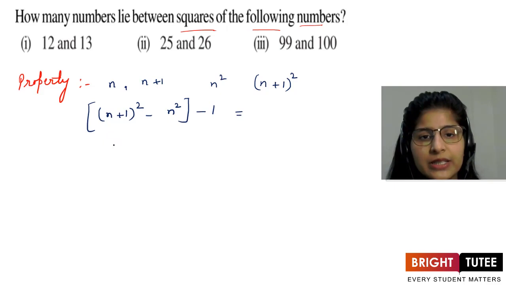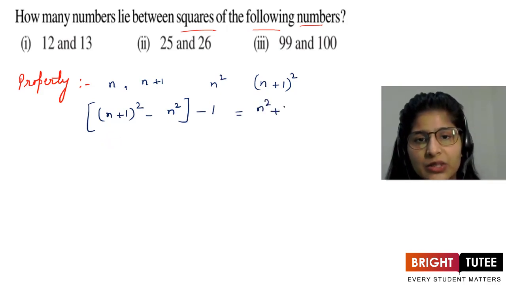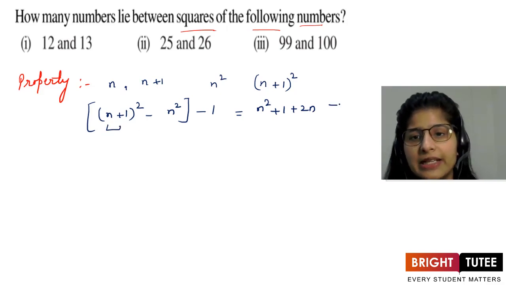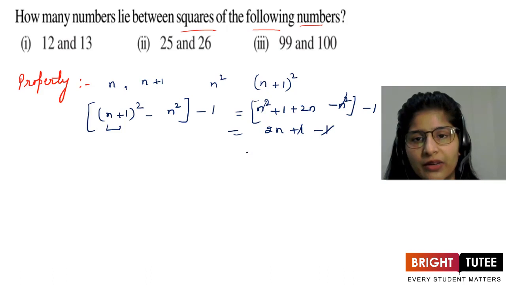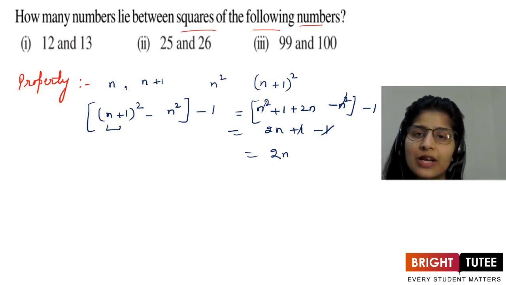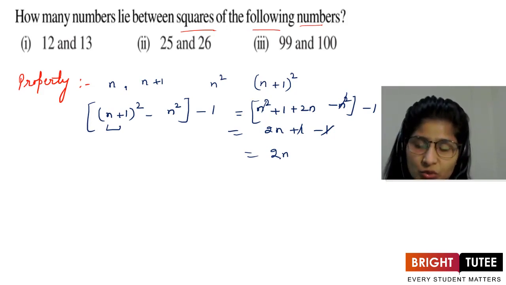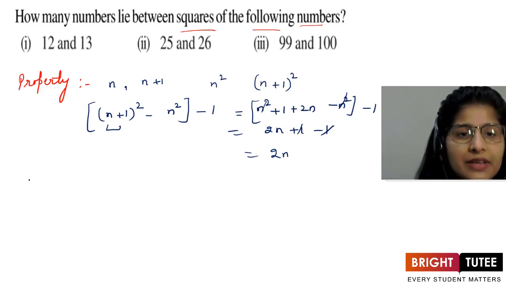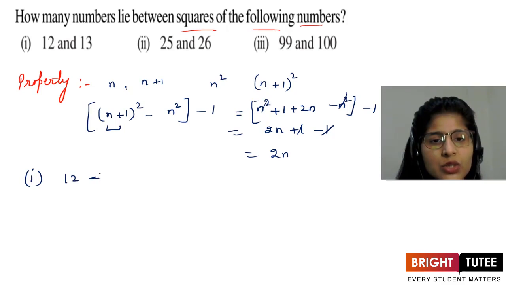What do you get from here is, just see, n square plus 1 plus 2n. I have applied the identity of (a plus b) whole square, minus n square, and minus 1. n square and n square will get cancelled. 2n plus 1 minus 1, 1 and 1 will get cancelled. We have 2n. That means if we have two consecutive numbers like 12 and 13, and I have to calculate how many numbers lie between the squares of these two numbers, I just have to do 2 into n. Clear?